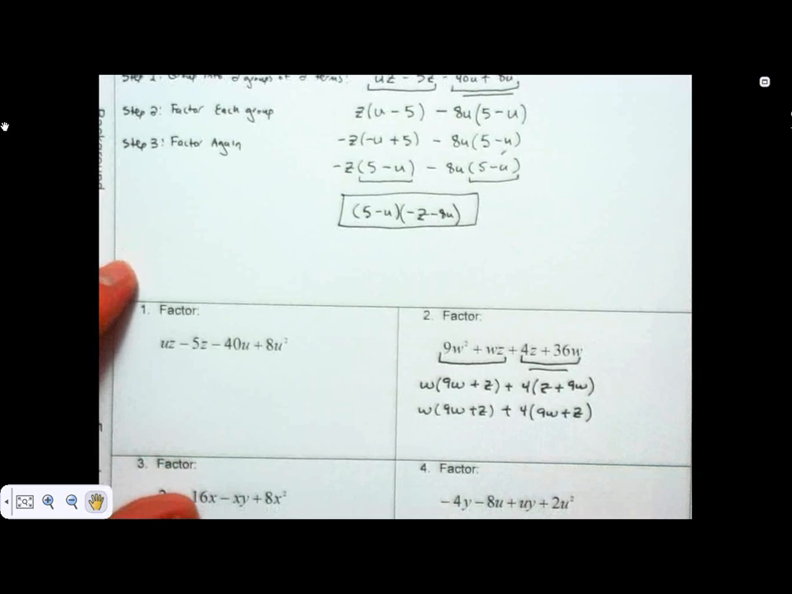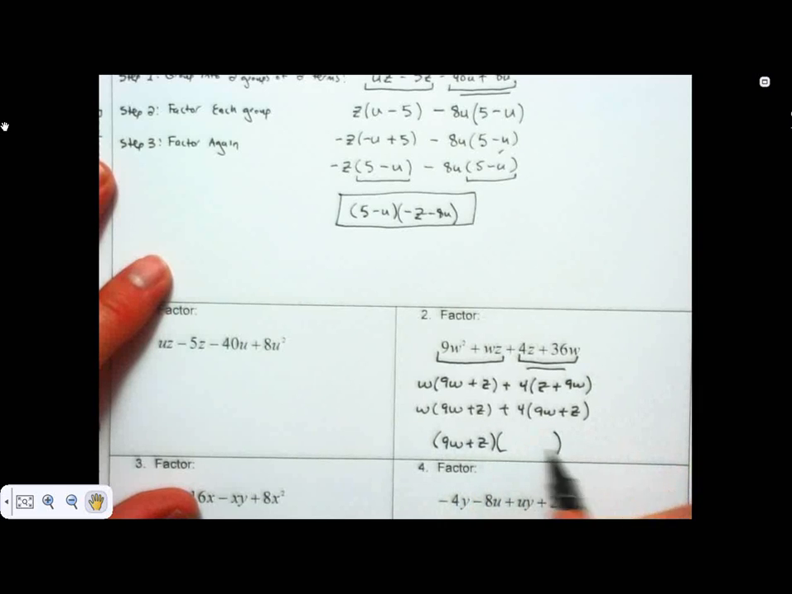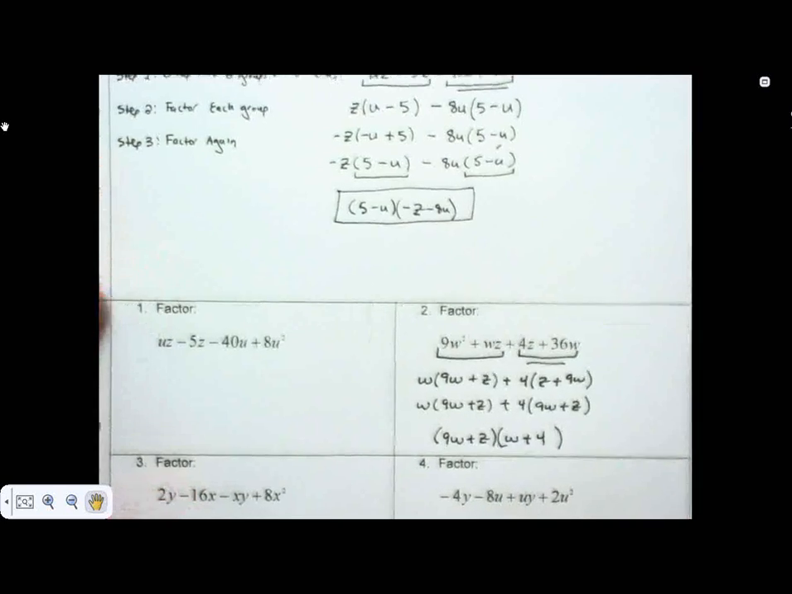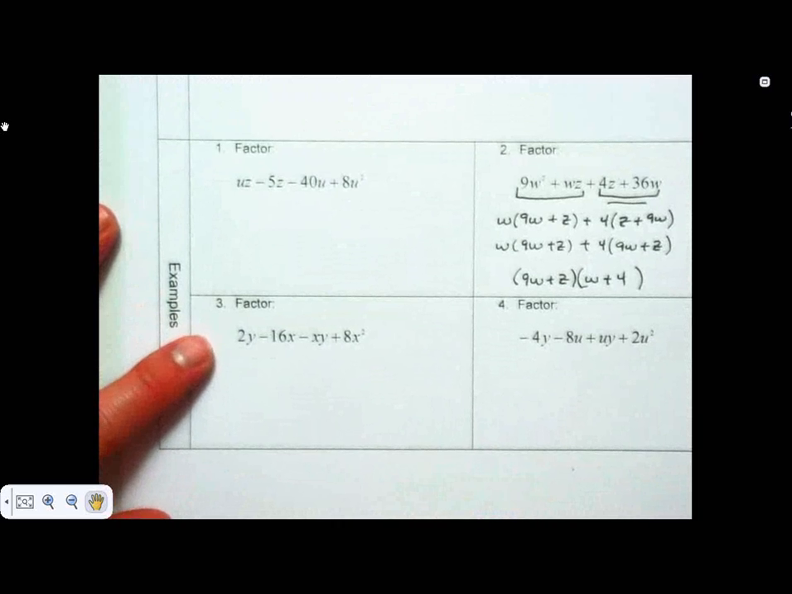And then the final step is to factor once more. The group they have in common comes first. That makes up our first factor. And the second factor is the leftovers, which is w plus 4. Okay. I want you to also try number 3. Pause the video and then restart it when ready.